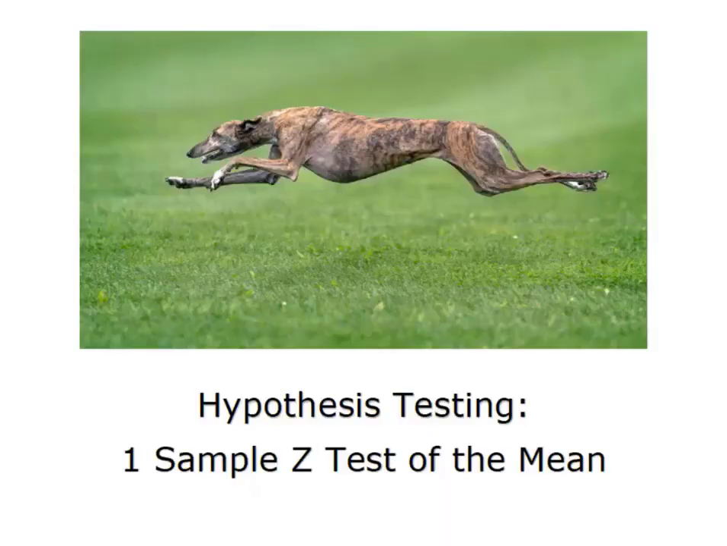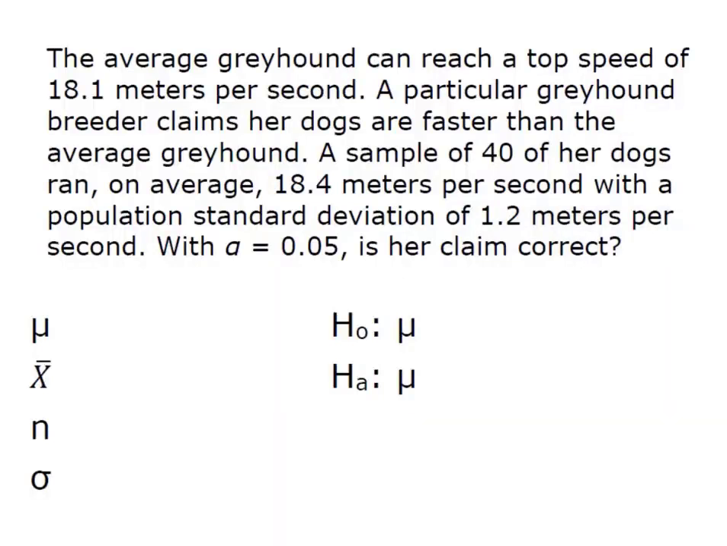Hey everybody, it's Professor Williams, and today we're going to look at hypothesis testing with a one-sample z-test for the mean. The average greyhound can reach a top speed of 18.1 meters per second. A particular greyhound breeder claims her dogs are faster than the average greyhound. A sample of 40 of her dogs ran, on average, 18.4 meters per second with a population standard deviation of 1.2 meters per second. With alpha equal to 0.05, is her claim correct?